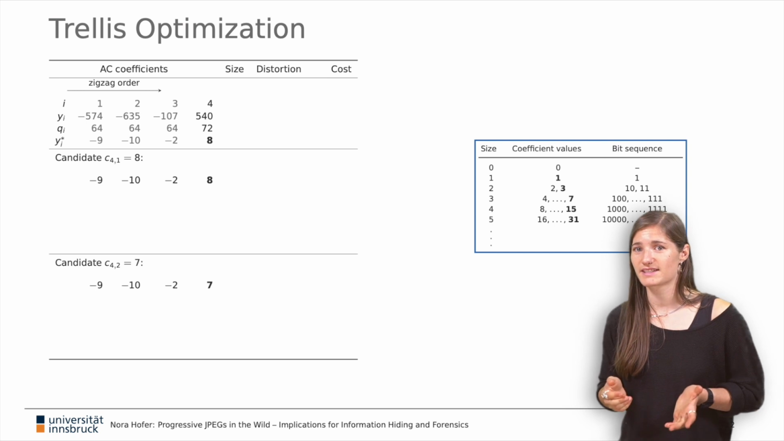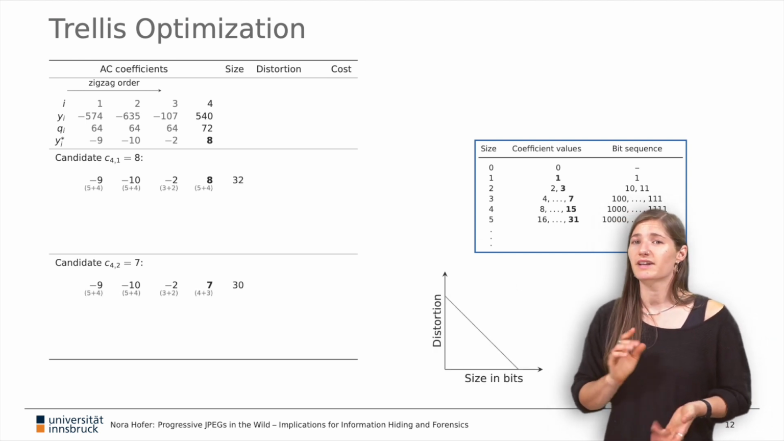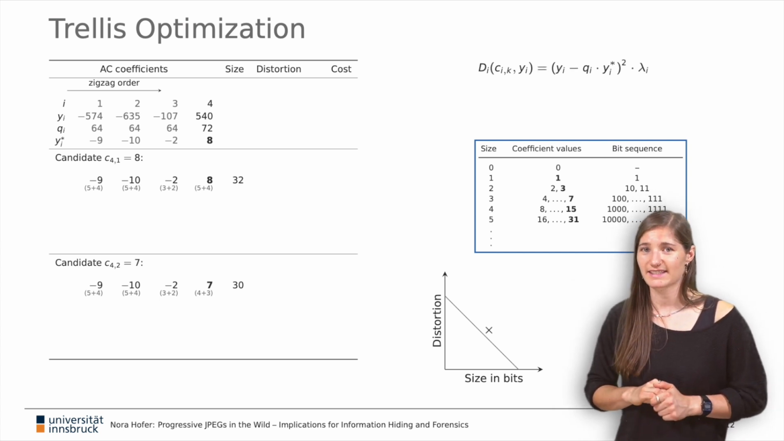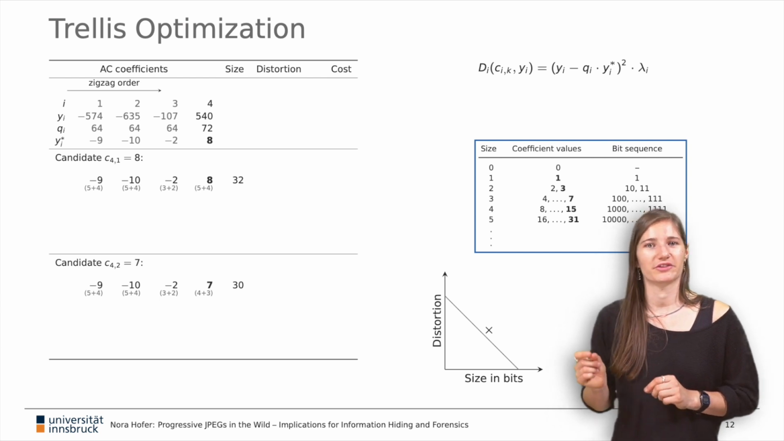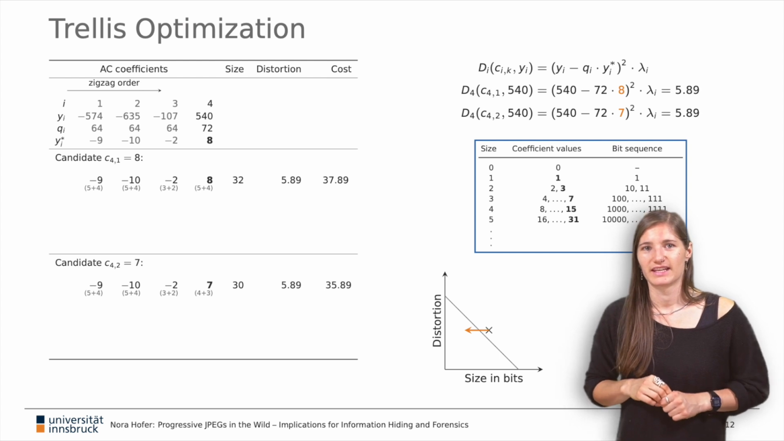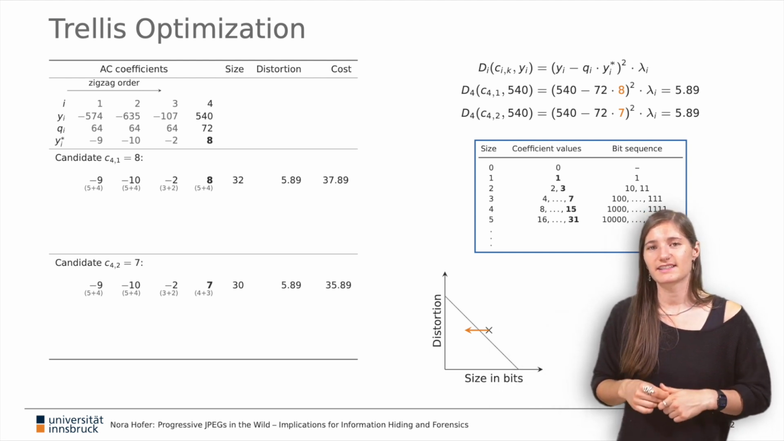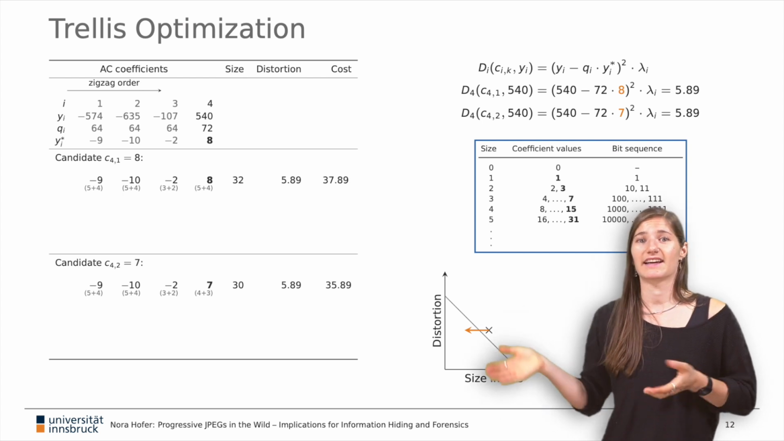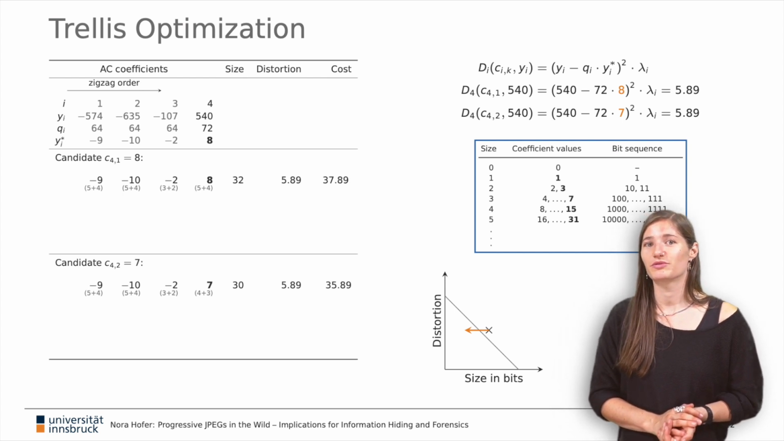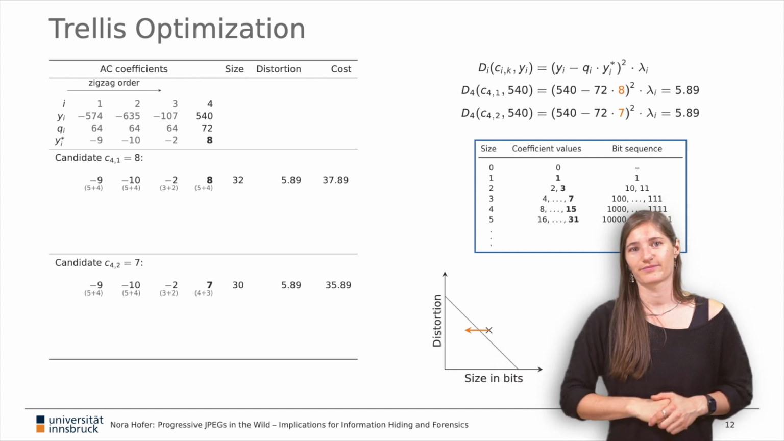For the sake of space, we will only look at 7 for now. We start with calculating the size. As before, we can save 2 bits. Next, we calculate the distortion that we introduced by this optimization. We therefore evaluate the equation. In this case, the distortion is the same for both candidates. This is because the quantization error is exactly half of the quantization factor. That means we are able to move leftwards in the size distortion space without going upwards.